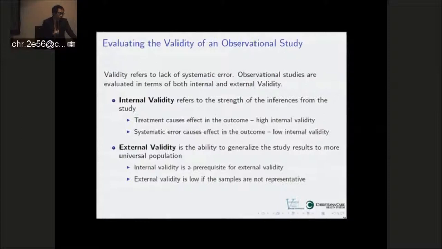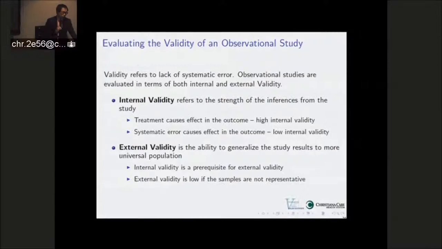Another one is called external validity. It is the ability to generalize the study results to a more universal population. A good study should be practically generalizable to other similar studies and give similar results. If this study cannot be repeated or generalized by other people for the same or similar outcomes, that means the study suffers from an external validity issue.